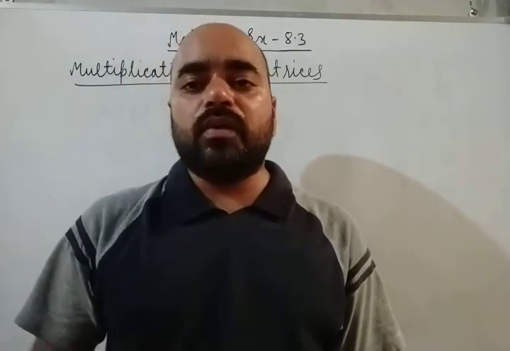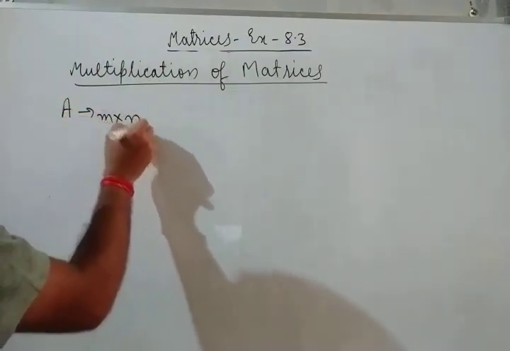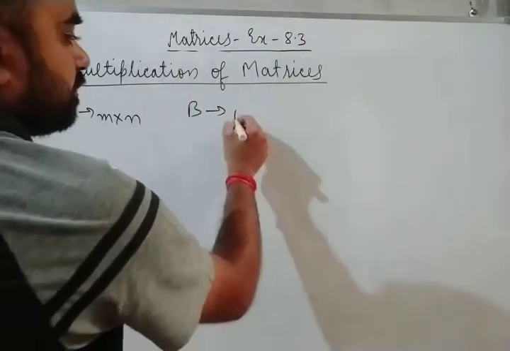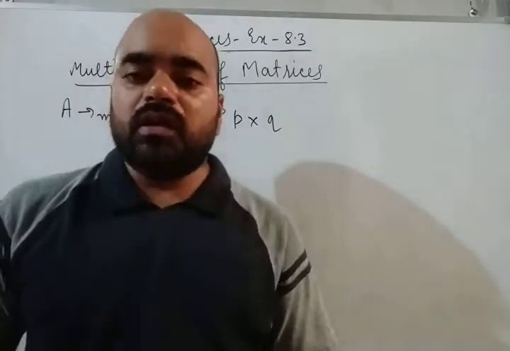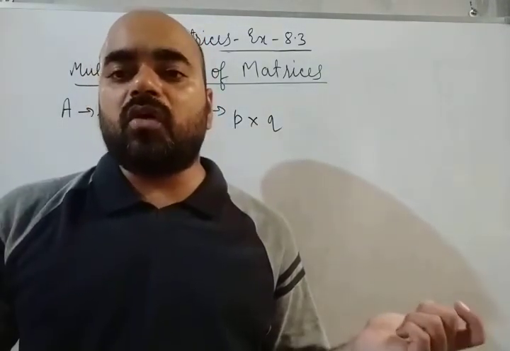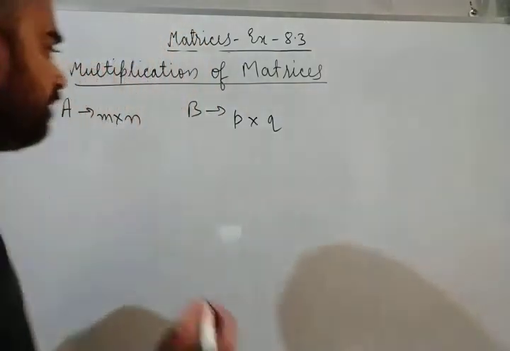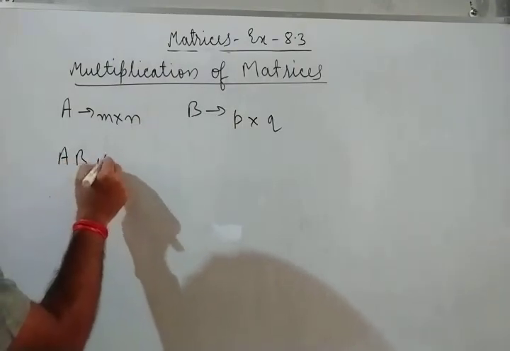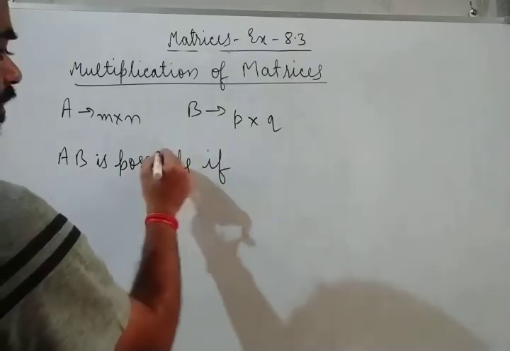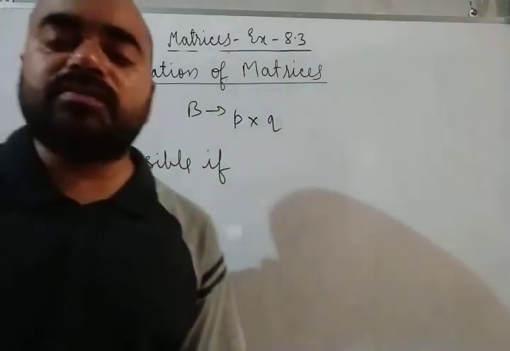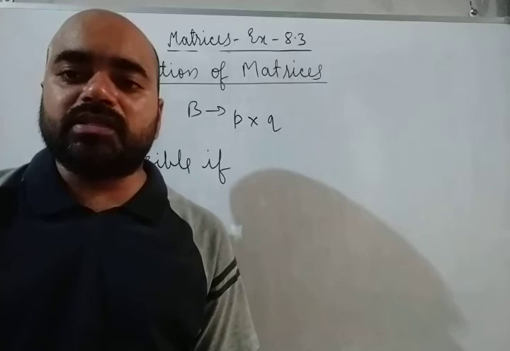So the condition is, suppose the order of the first matrix is m by n and the order of the second matrix is p by q. Clear? Then when is AB possible? What is the condition when AB is possible? It means when AB is defined. That is called compatibility of multiplication of two matrices.